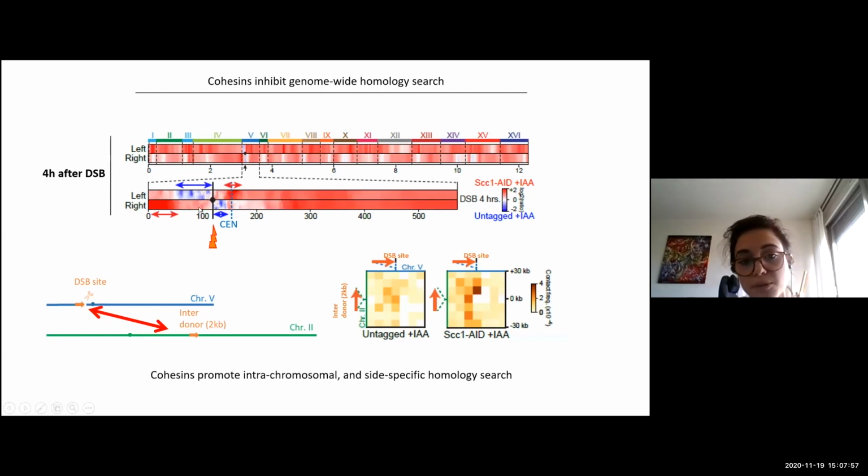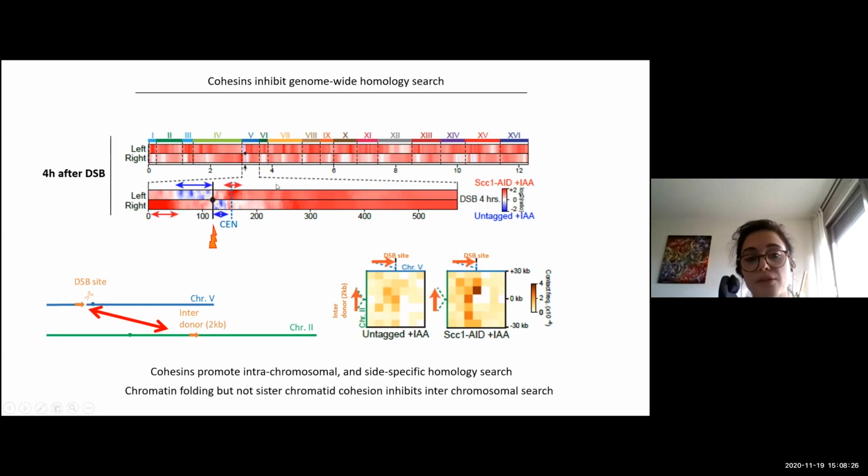And we also lose the site-specific way of homology search. Consistently with the increase of contact of the break with the inter-chromosomal sequences, we observe an increase of contact of the break site with its homologous donor in absence of cohesin. So these results show that cohesin tends to inhibit genome-wide homology search and promote intra-chromosomal and site-specific homology search. This regulation of the homology search by cohesin, I'm not showing you the data this time, is mainly independent of sister chromatid cohesion.